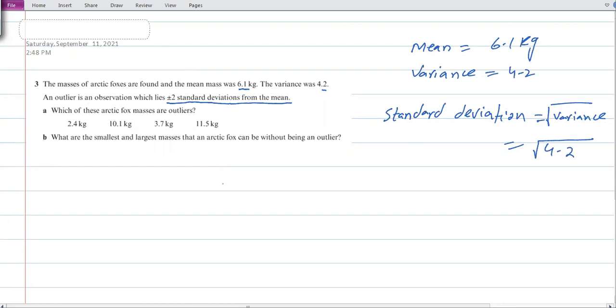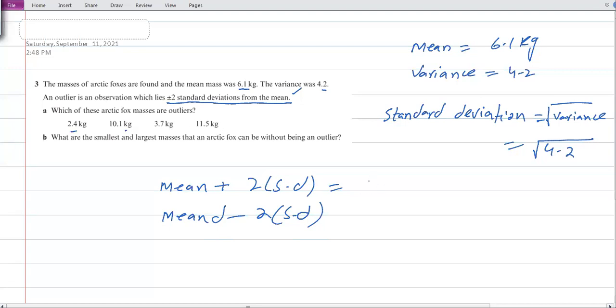Now according to the definition, an outlier is an observation plus minus 2 standard deviations from the mean. What does it mean? It means it will be either mean plus 2 into standard deviation, or mean minus 2 into standard deviation. These are the two definitions of the outlier given, because it is from the mean. So use this definition and then decide which of these is an outlier and which of these is not an outlier.